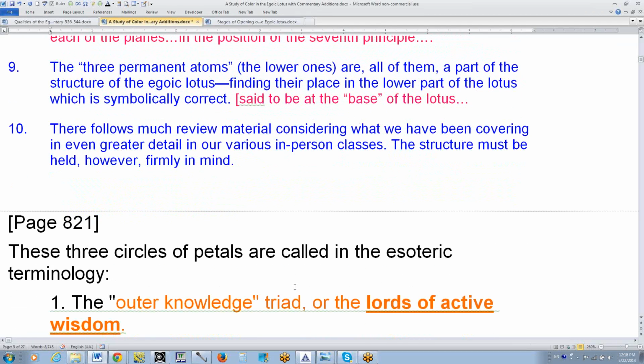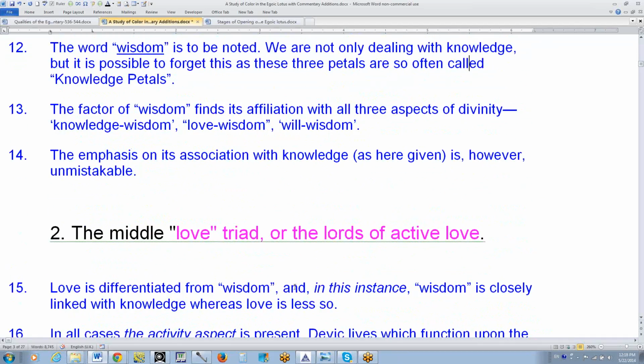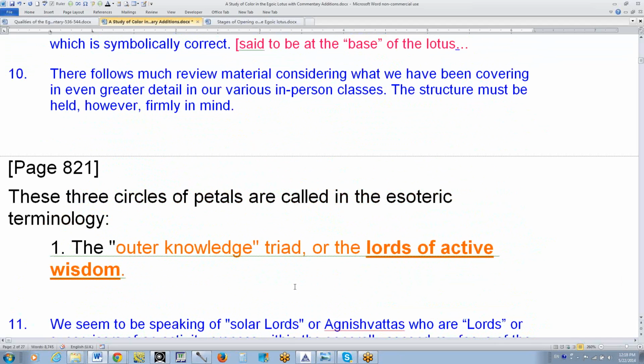So these 3 circles of petals are called in esoteric terminology, and I guess Victoria helped prepare this text and is color coordinating the statements. She has a great sense of color, and of course the outer tier has to do with knowledge, and these are called lords of active wisdom. They have to do with the ray of active intelligence, that's the green ray, but since they pertain to knowledge specifically, they have much to do with the lower expression of the 5th ray, which is activated at the time of individualization by whatever means.